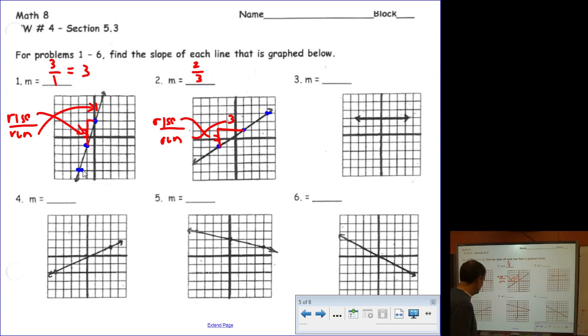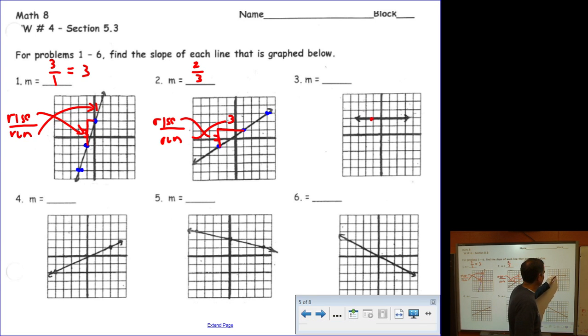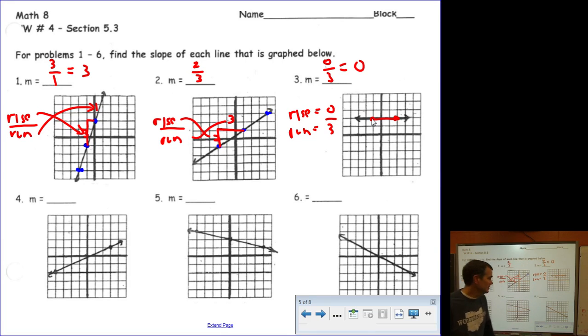All right, problem number 3. I could pick any 2 good points on the line, say that one and that one. And the rise would be 0. The run, in this case, would be 3. So my slope would be 0 over 3, which simplifies to 0.